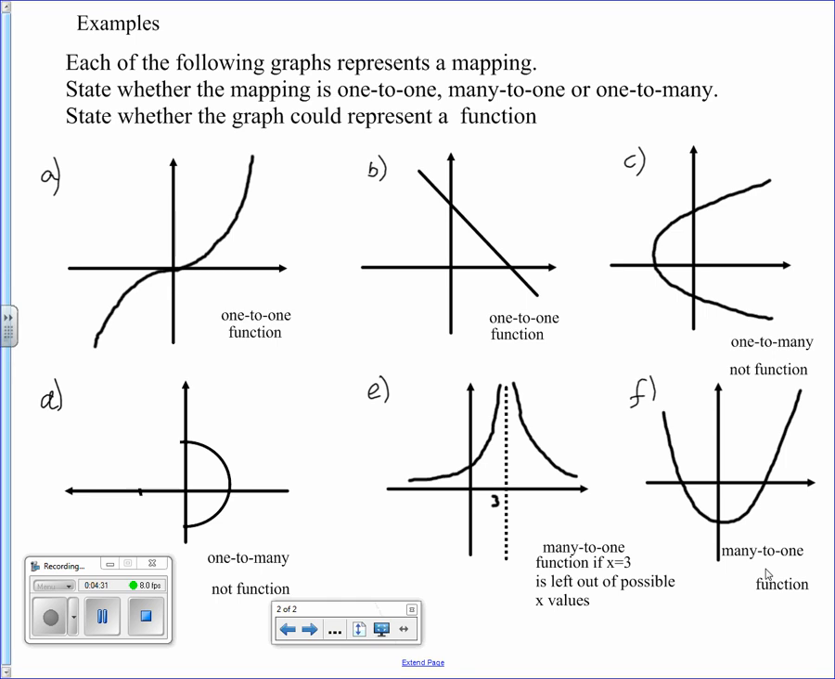Here's an example of a many-to-one mapping. We have two values of x giving the same value of y. And this one is the graph of a function, because for each value of x, there's just one value of y.